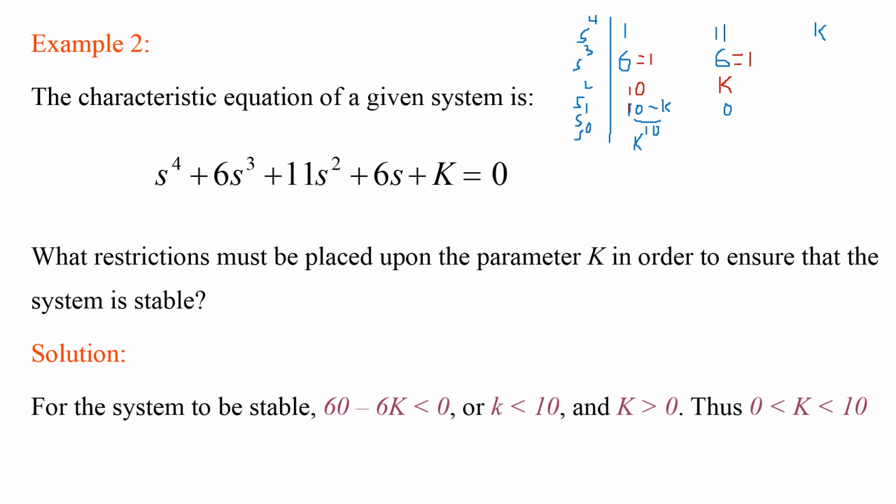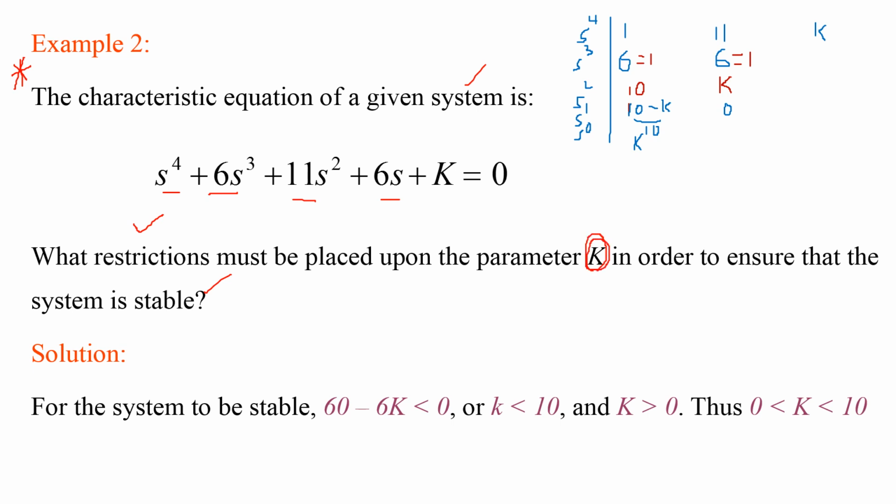Coming to the second practice problem, the characteristic equation of a given system is s power 4 plus 6 s cube plus 11 s square plus 6s plus k is equal to 0. Then what restrictions must be placed upon the parameter k in order to ensure that the system is stable? These types of problems are very important from an exam point of view, also from a GATE point of view. Okay, here nothing is given. We have to find the range of k.